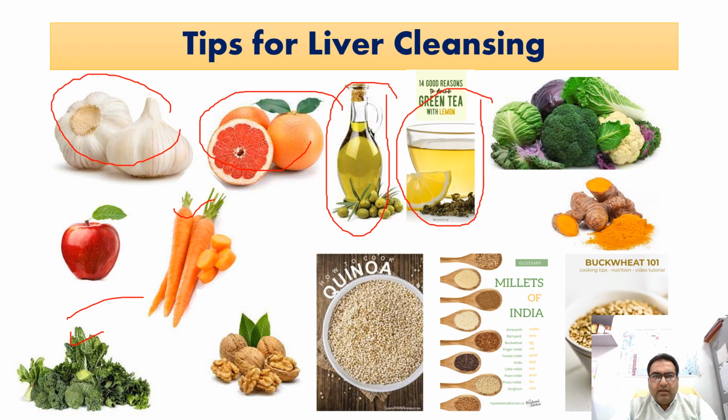We should also prefer certain alternative grains such as quinoa. This is the quinoa. Then we should switch to millets or buckwheat. These are alternative grains which are much healthier and good for the liver. And we should add cruciferous vegetables, in the form of cabbage, broccoli or cauliflower, to our diet as well. And most important, turmeric should be used in our diet.